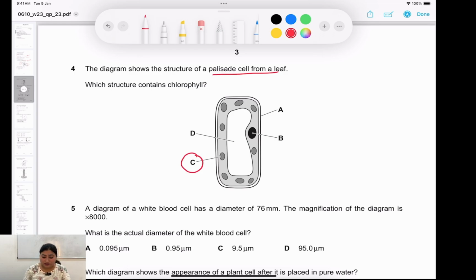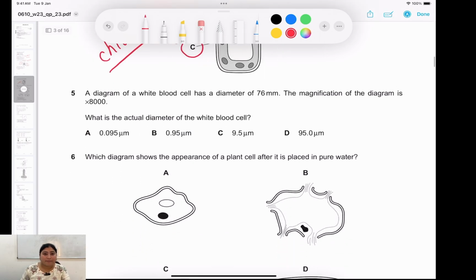Don't get confused between C and B because B is the nucleus, A represents the cell wall and D is the vacuole. So here the correct answer is C because C is what? C is your chloroplast. Okay. Now coming to question number 5.